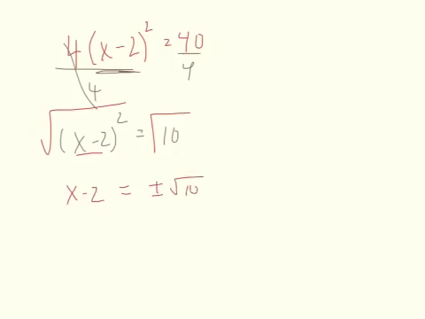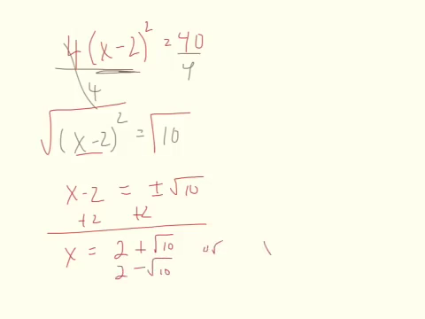And since the square root of 10 isn't simplifiable any more than I see it, I'm going to leave that as is. I'm going to add 2 to both sides. And this is the tricky piece. Since I'm adding 2 to that answer, that's 2 plus the square root of 10 and 2 minus the square root of 10. Or x is equal to 2 plus or minus radical 10. And those are two spots where the parabola crosses over the x-axis.